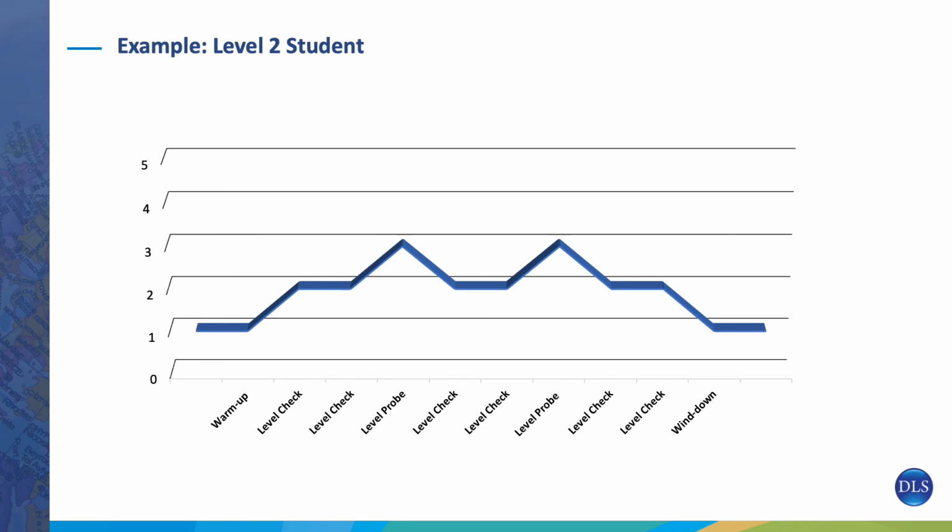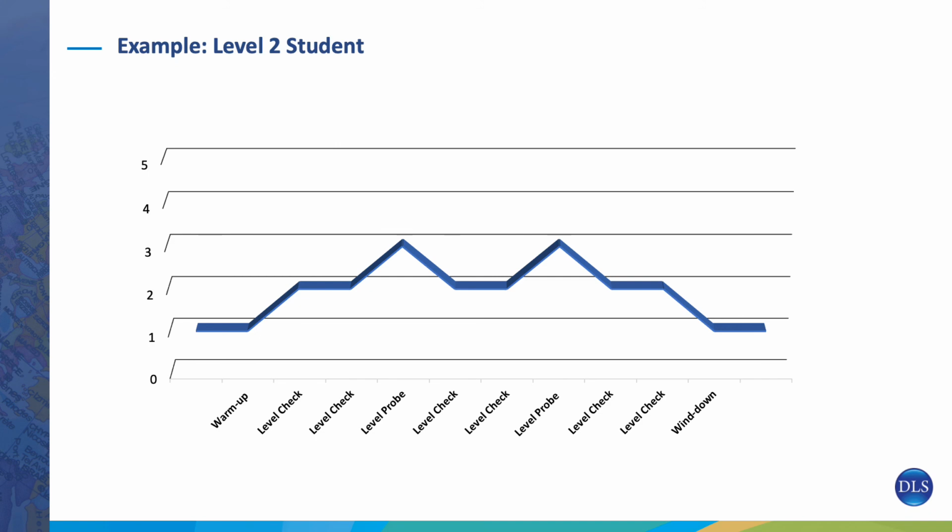check for 2, and then back into a wind down, where the tester returned to a level that the student was comfortable with. So this student is a level 2, and we see that the probes are just kind of peaks there. The student really couldn't sustain communication at that level.